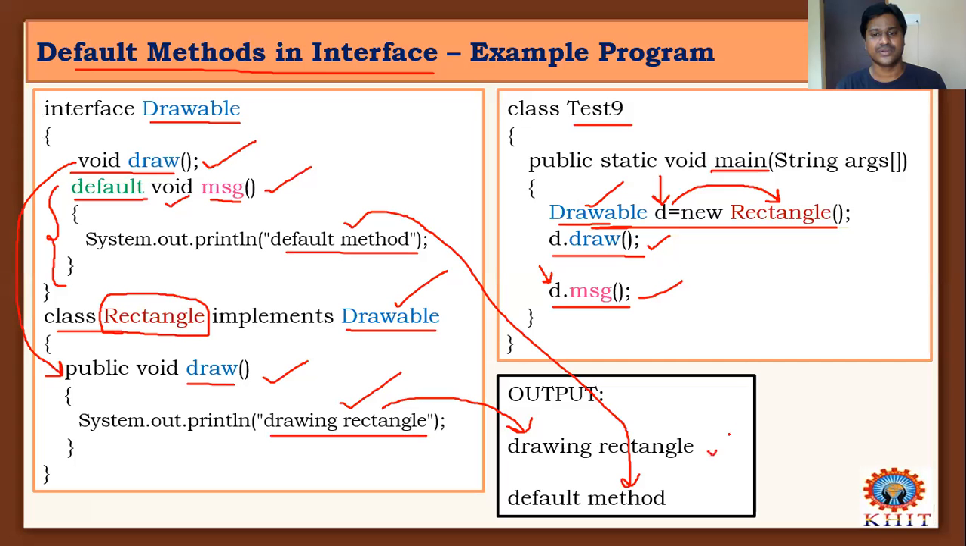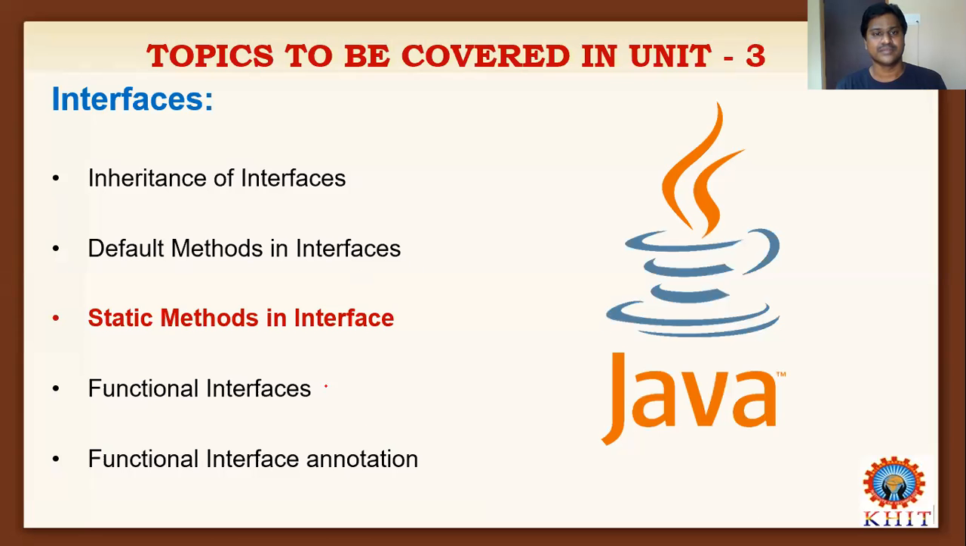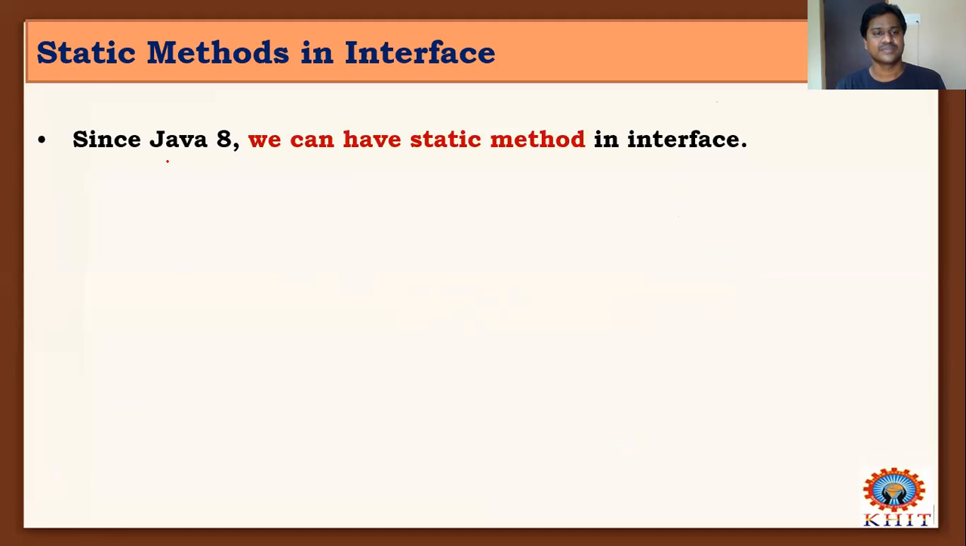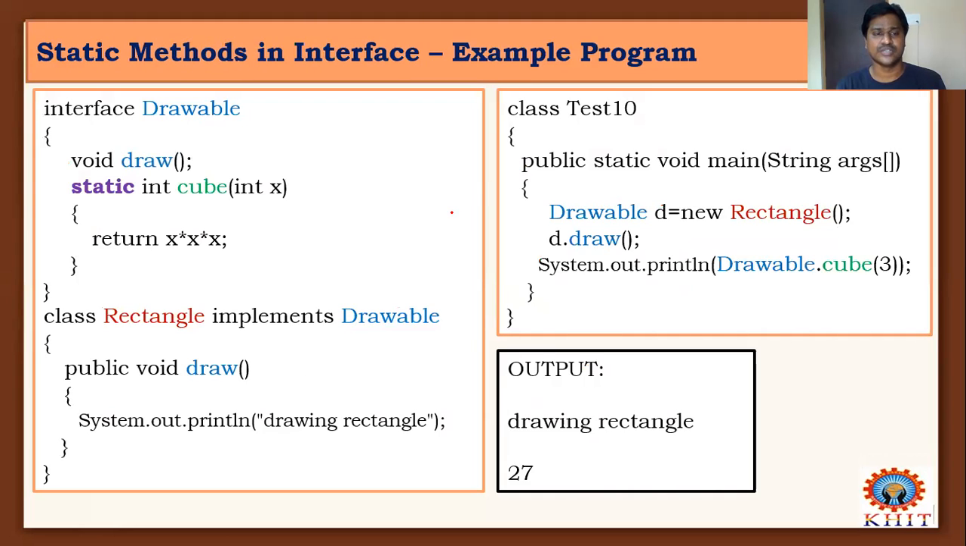Got it? Drawing rectangle, default method, output execution. And coming to the next one, static methods are also allowed to be defined in interfaces, like default methods. Go and see this. Since Java 8, you can have static methods in an interface, as it is also allowed. Go to the example part.